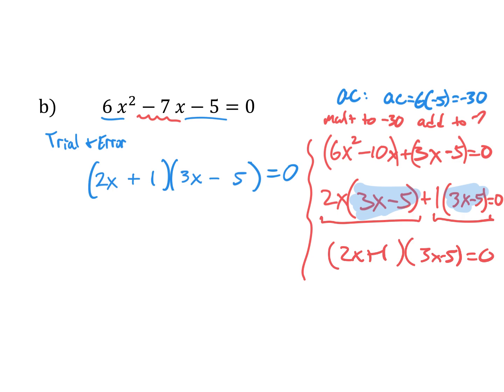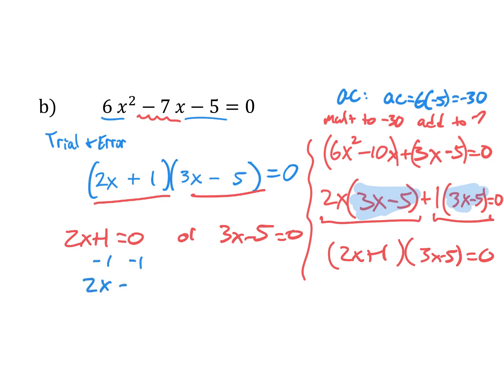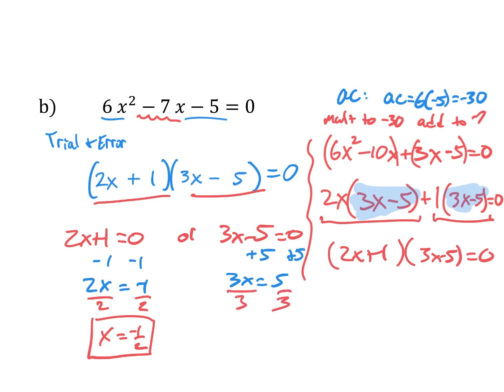Well, there we have it. Now we've got 2 parts that multiply to 0. So 2x plus 1 equals 0, or 3x minus 5 equals 0. We know one of them has to be 0, and we can solve this. 2x equals negative 1, and we can divide by 2, and x equals negative 1/2. There's one answer. We can add 5 to both sides here, and now we can divide by 3, and we get x equals 5 over 3.